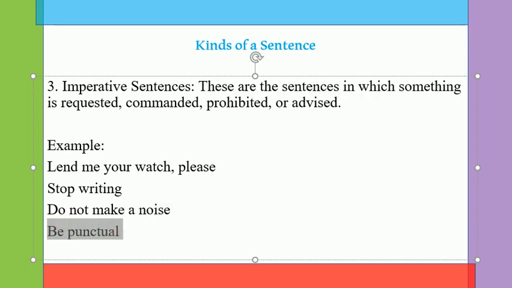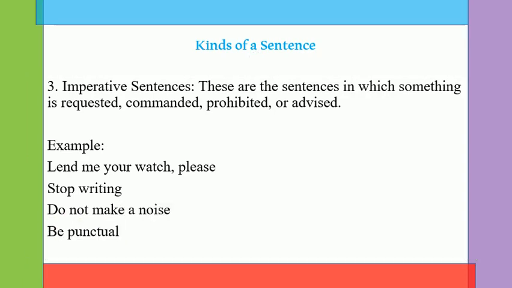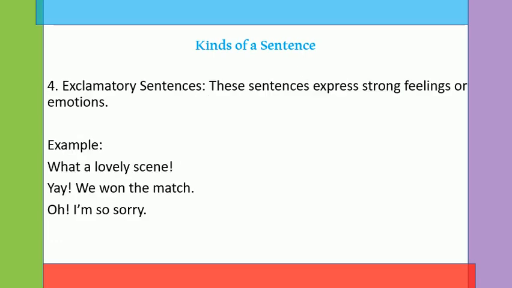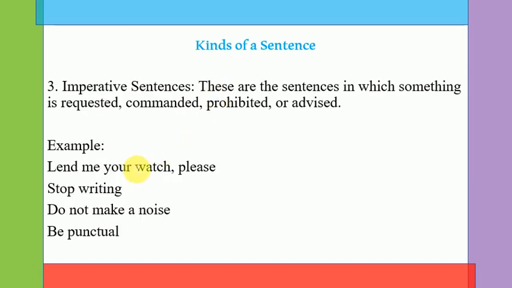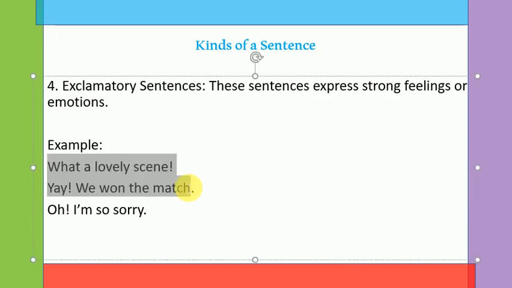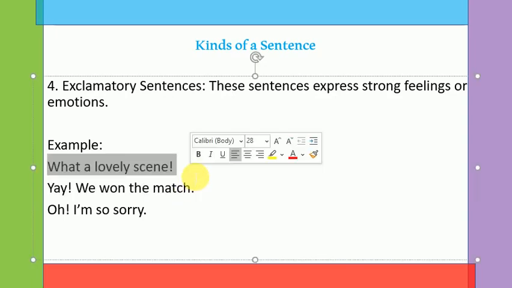Similarly, you can write down as many sentences as you can. Next, we have exclamatory sentences. In these sentences, we usually express strong feelings or emotions. For example, "What a lovely scene!"